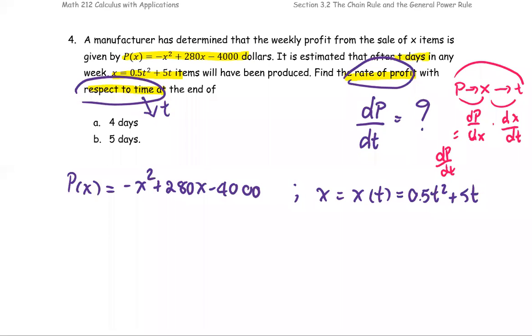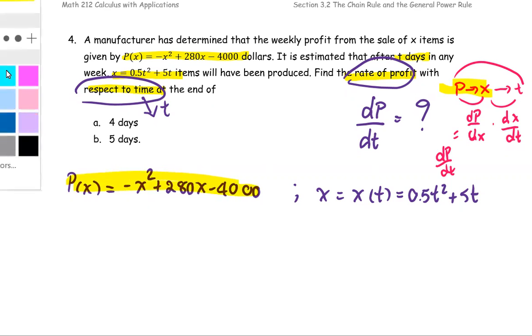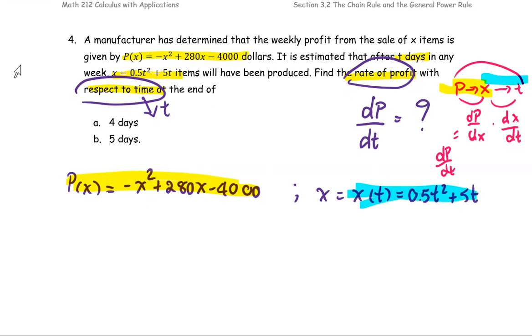The problem provided you the function of p in terms of x, which is this layer. And then the next layer is the layer of x to t, which is this expression. So we're going to find dx/dt and then multiply by the derivative of p with respect to x, or dp/dx, to get the derivative of the profit with respect to time, as the problem asks you to find.